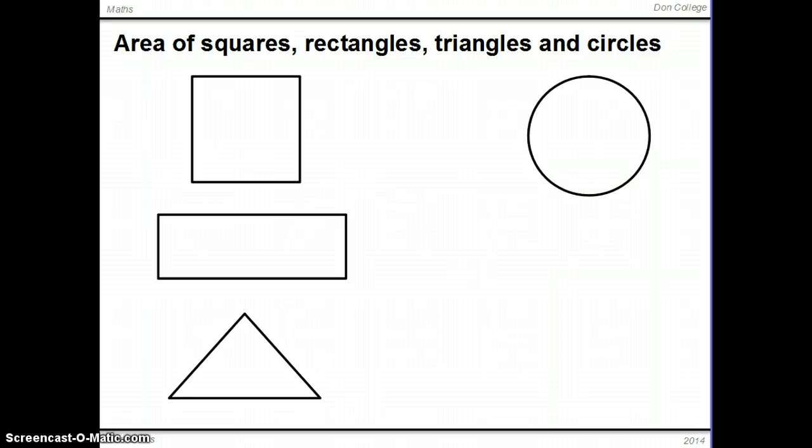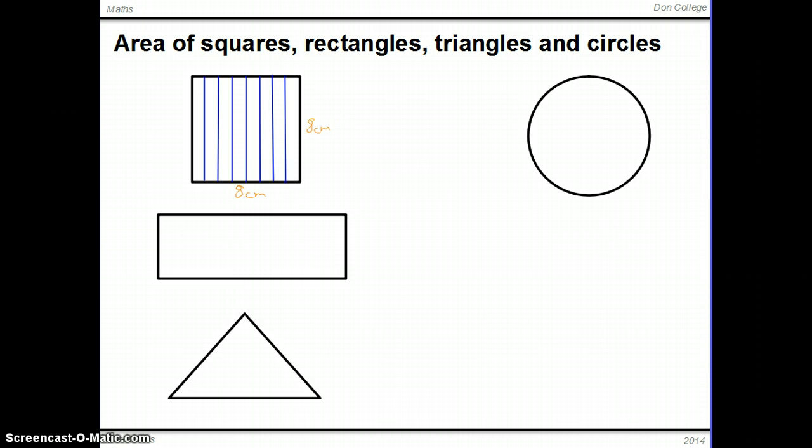Let's just say that this square was 8 centimeters by 8 centimeters. What that means is I have 8 centimeters going across and 8 centimeters going down, and in total that's going to give me 8 times 8, or 8 lots of 8 squares, which are each a centimetre by a centimetre. So that's 1 centimetre squared each, giving me a total of 64 centimetres squared, and that calculation is 8 by 8 gives me 64 centimetres squared.